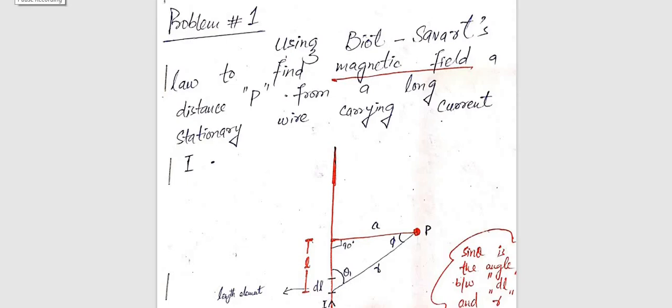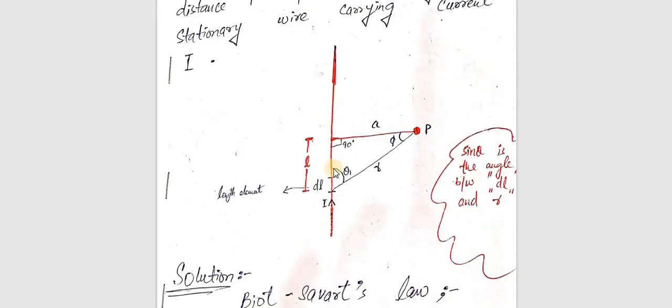Using Biot-Savart law to find the magnetic field at distance p from a long stationary wire carrying current I. In this problem, we have to find the magnetic field at a point P due to a long current carrying wire. From the figure, it is clear that the current is in this direction, from, let's say, the x-axis to the y-axis. And here is a point P at which we have to find the magnetic field.